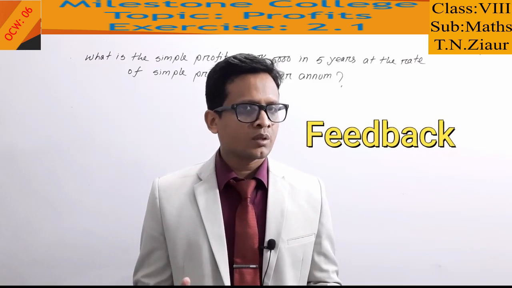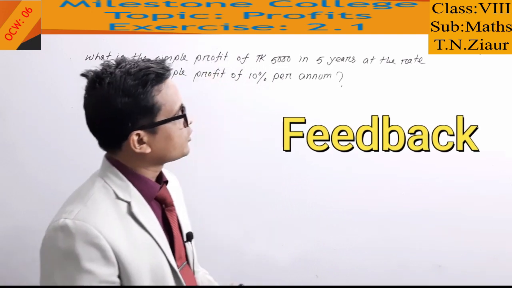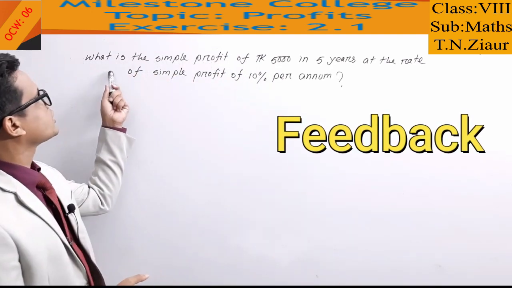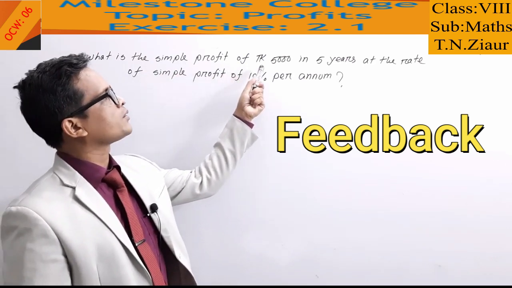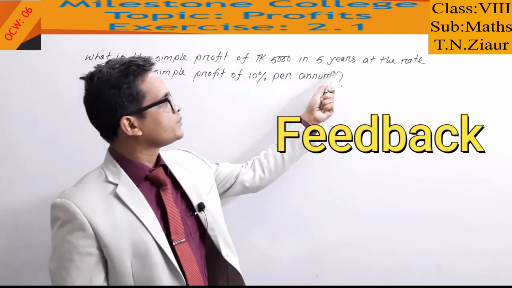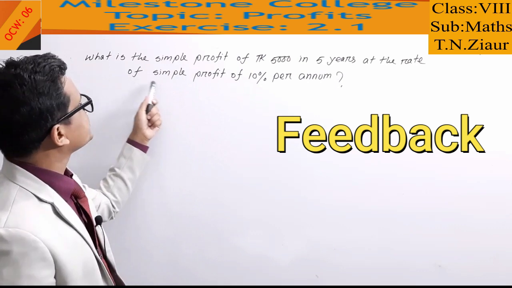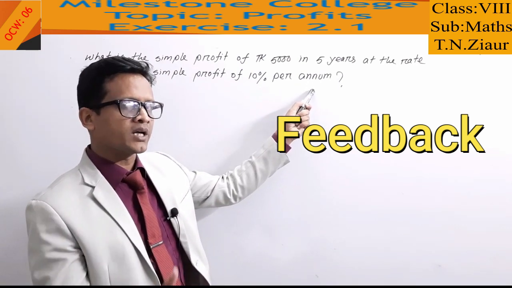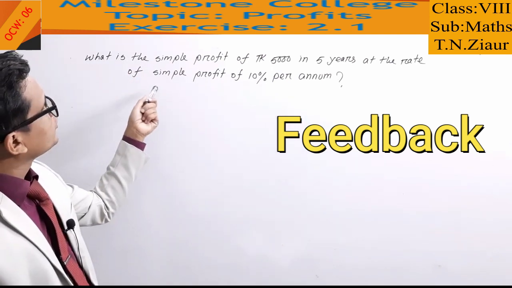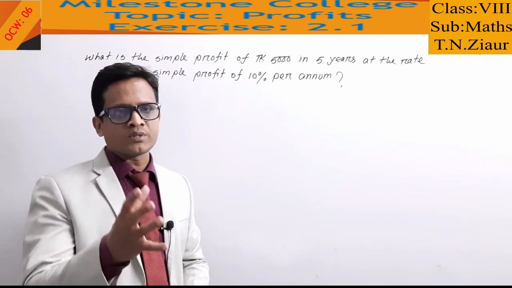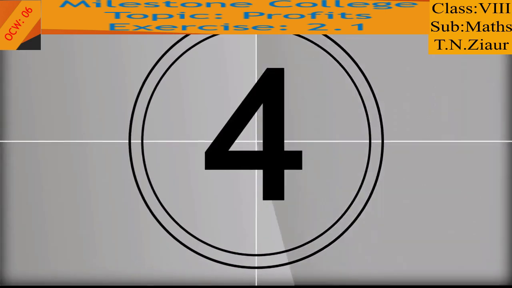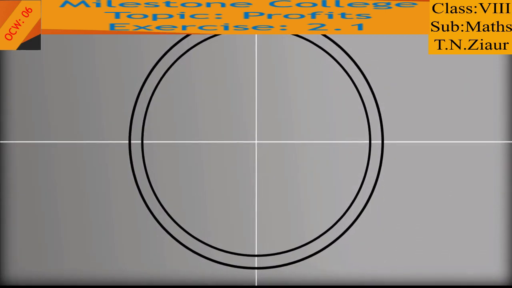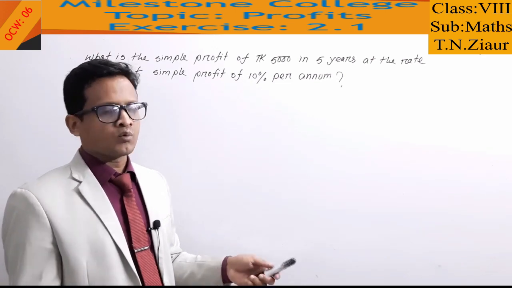Now you have already solved all the maths, so I hope you understood this maths. Now we will give you this maths to solve. What is the simple profit of taka 5,000 in 5 years at the rate of simple profit of 10% per annum? Per annum means per year. Okay, so now we have to solve this one. Now your time starts. Now time is finished. Now I have to solve.